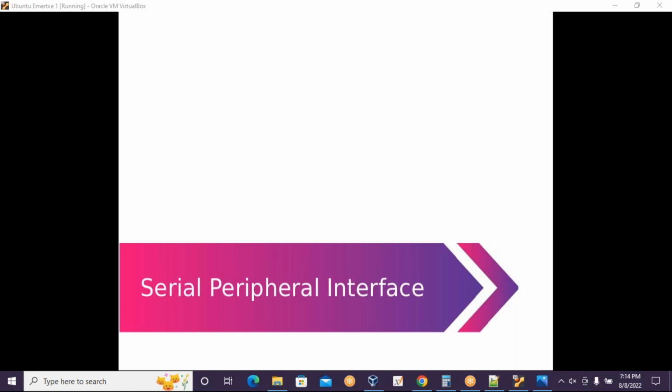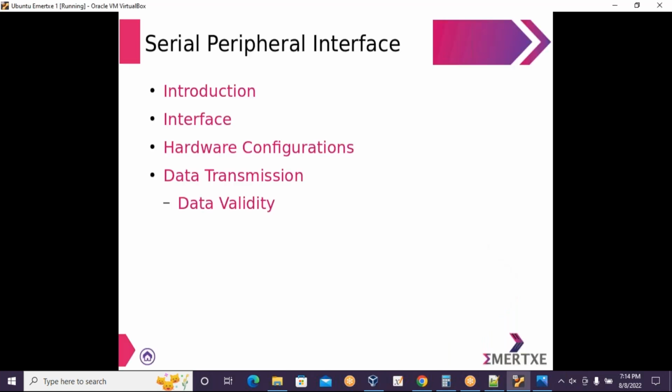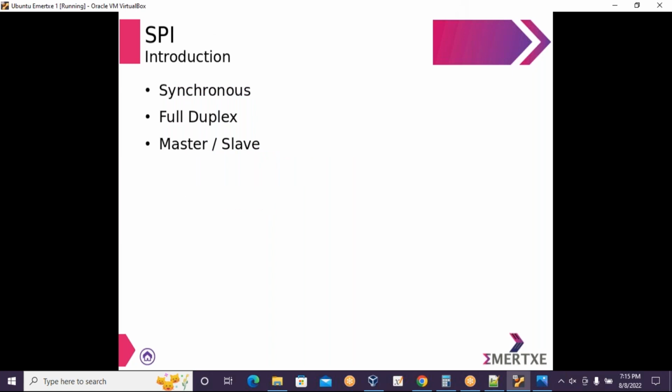We are going to study the introduction of this protocol first, and then we are going to understand the interface, that is the kind of hardware configuration, and also we will see the data transmission, which I can also consider as data validity, that is when the data is written and when the data is read. So we will discuss these things with respect to the Serial Peripheral Interface, that is the SPI protocol. Let us start with the very first thing here, which is nothing but the introduction, and discuss a few things with respect to the introduction of the SPI protocol.